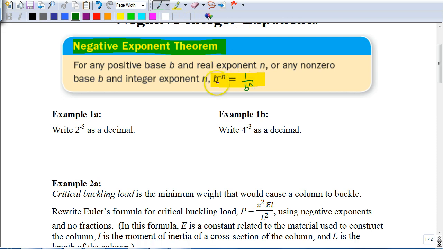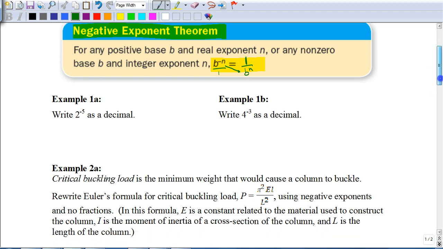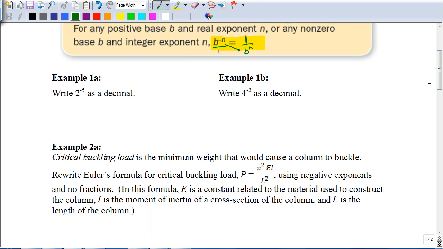In other words, if you think of this as being over 1, if we ever have b to the negative nth power, to make it a positive exponent we put it in the denominator. We never leave a numerator blank, so we put a 1 up there to hold that position. In other words, if I have 2 to the negative 5th power, we're going to write that as a decimal.